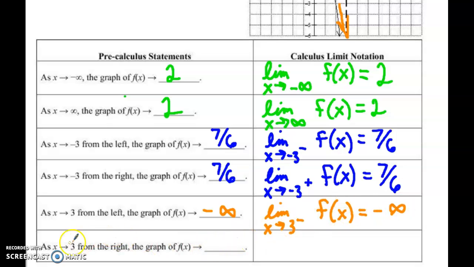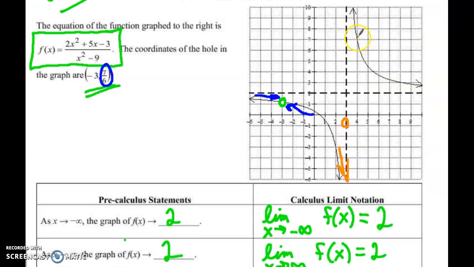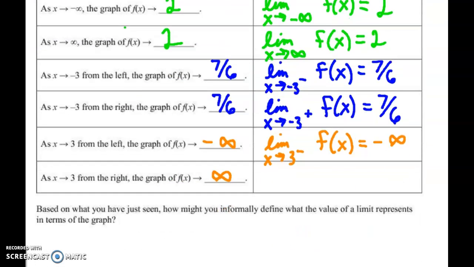And then this one, as x approaches 3 from the right side of x equals 3, oh, I thought that would scroll up, apparently not. So same x value, but now we're looking at it going infinitely up. So how do we write it now in calculus? The limit as x approaches 3 from the right of f of x is equal to infinity.